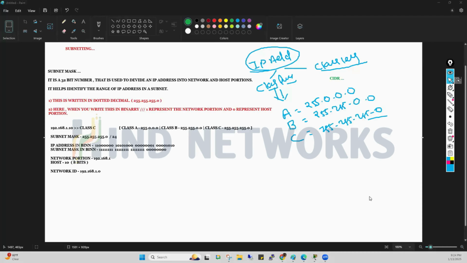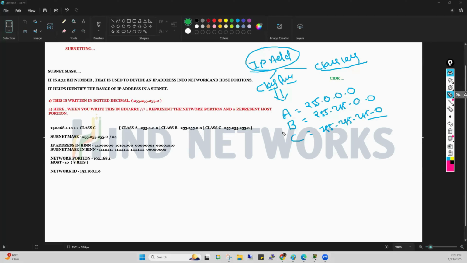So before CIDR, we were using classful addressing, and according to it, we were assigning predefined classes. For example, for class A, there was a predefined subnet mask. Clear? Now, see what the problem is.